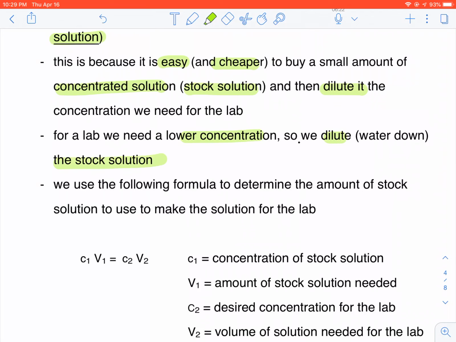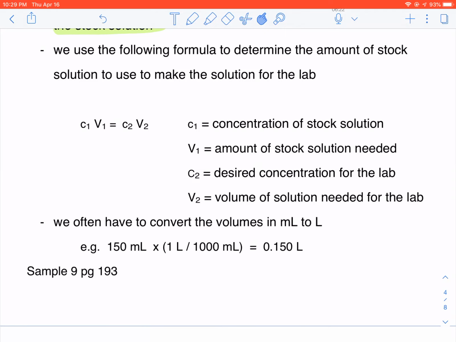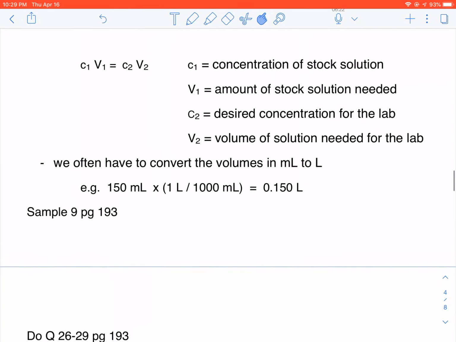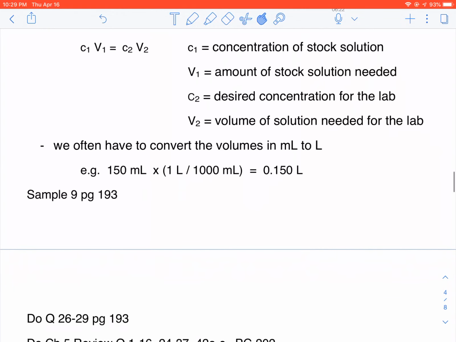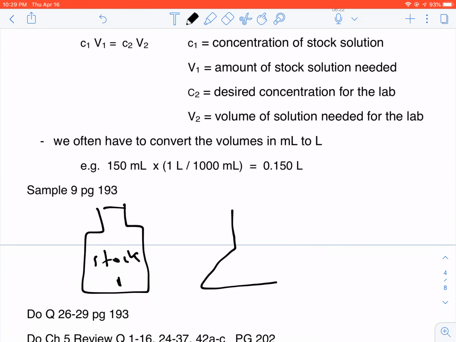So let's look at the strategy for watering this down, and we're going to look at our final formula here, which is this formula here. Now, let's look at how we're going to do this. So here's my stock solution, very concentrated. I'm going to call this solution 1. This is my stock. And then here is the solution I need for my lab today, right? This is solution 2, right? This is my diluted solution.